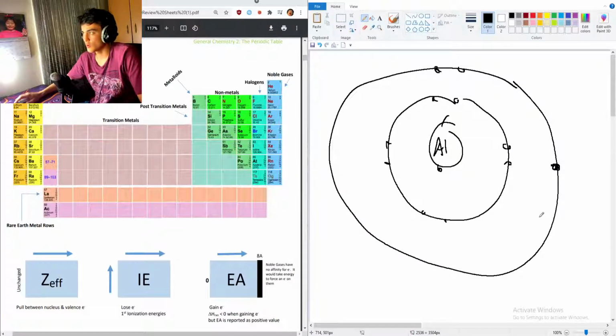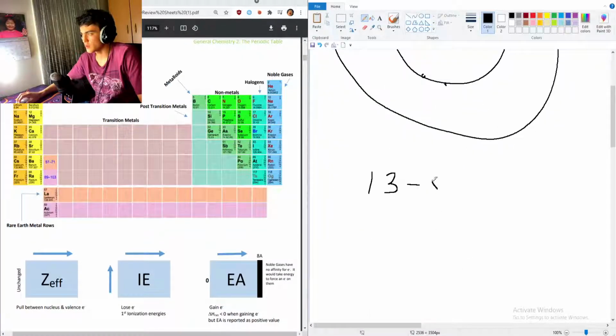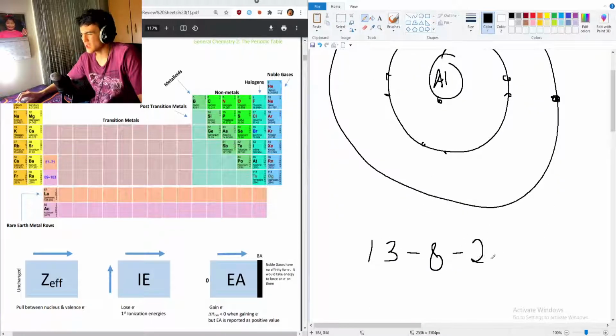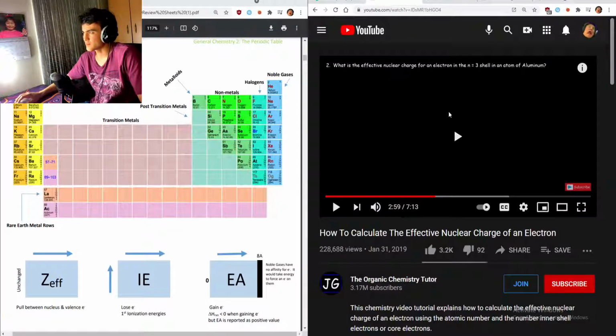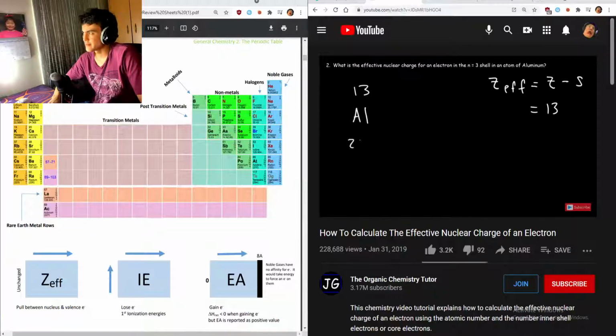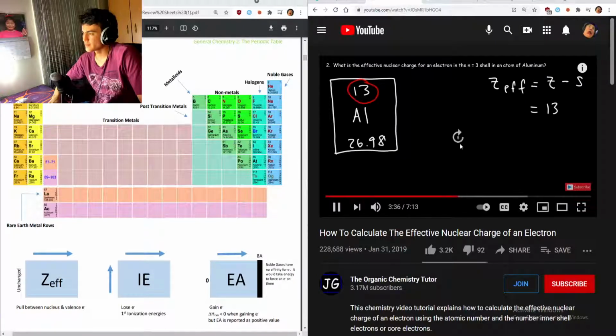So, I think if we're following the same principle, 13 minus 1, 2, 3, 4, 5, 6, 7, 8 minus 1, 2. Is that how it works? Yeah, I'm confused. If you look at the periodic table, you'll see 13 above aluminum and 26.98 below it. 26.98 is the mass number.